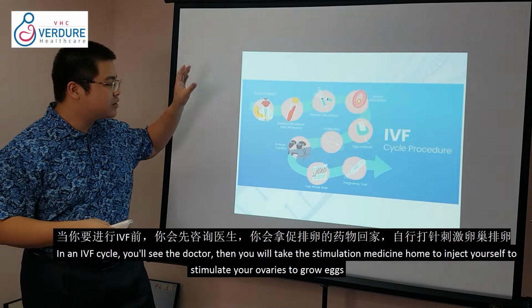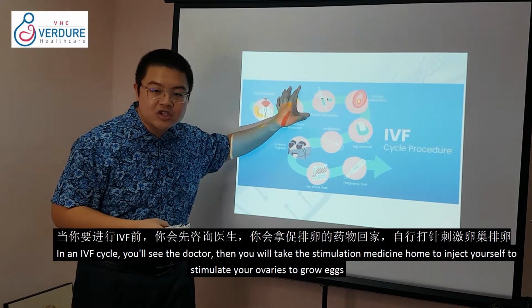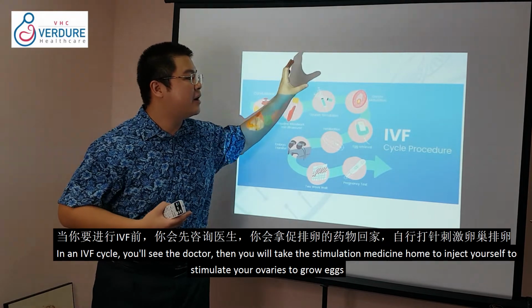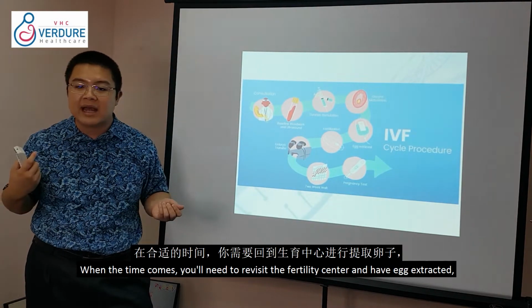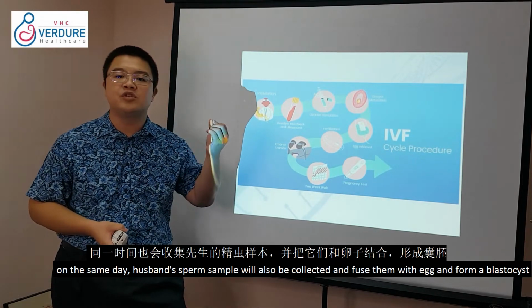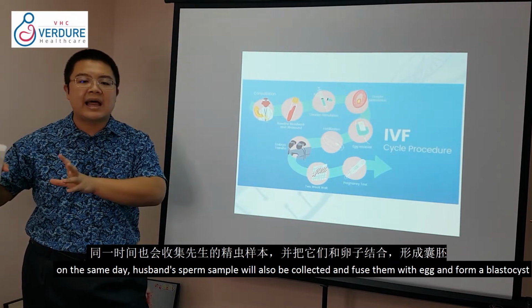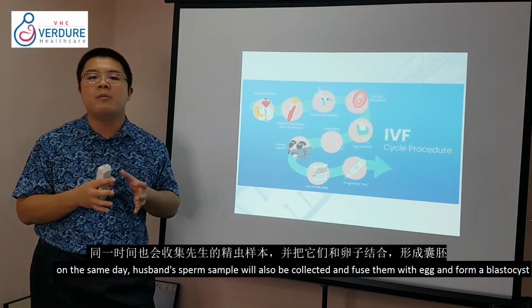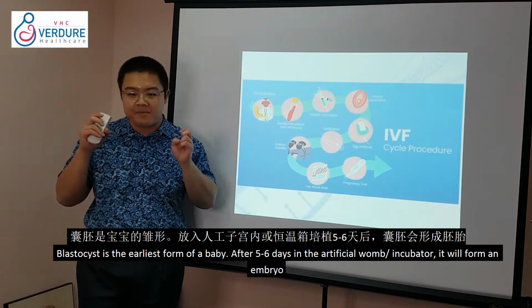During an IVF cycle, you see the doctor, you take the medication home to inject yourself with to stimulate egg growth, and on a suitable day, you go back to the hospital and doctors will extract the eggs from you. On the same day, your partner will need to produce a sperm sample. When that is done, in the lab, they would be fusing the sperm and the egg cells together. That will form a blastocyst.